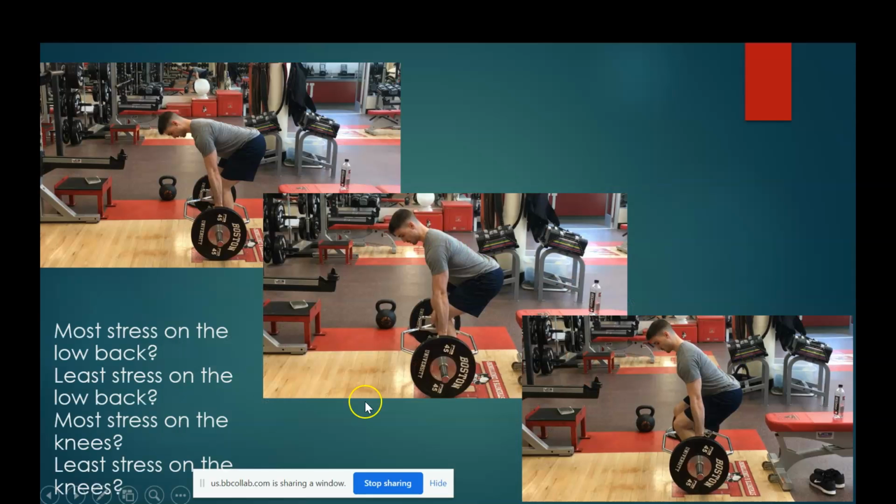So based on that, here's our three variations of a very similar exercise. Which one places the most stress on the low back? So let's call it the top left A, middle B, and then bottom right C. Which one places the most stress on the low back?